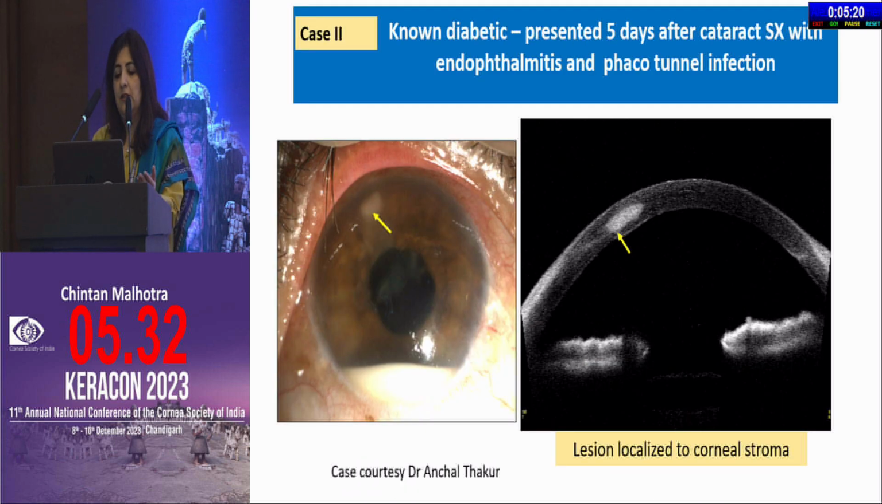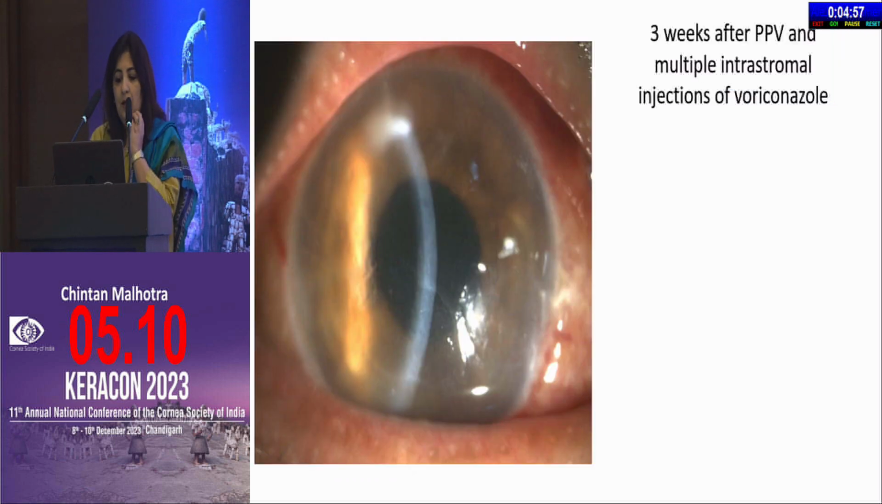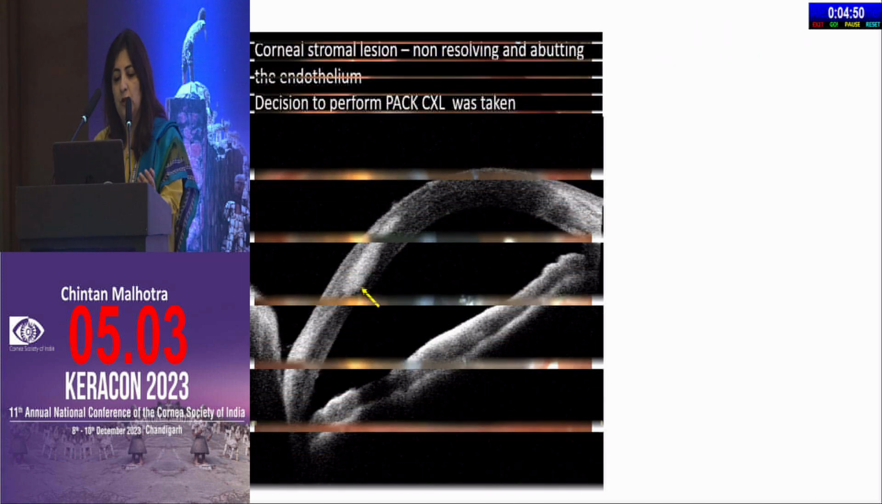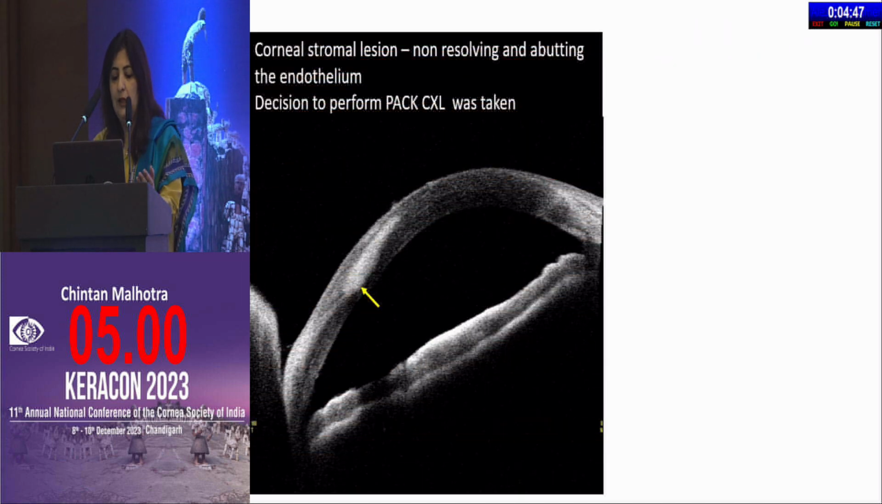This is another case, a known diabetic, who presented 5 days after cataract surgery with endophthalmitis and a phacotunnel infection. The ASOCT shows that the lesion was localized to the corneal tunnel at the inner lip of the phacotunnel. The patient underwent a vitrectomy, and prophylactically again, considering it to be a possible fungal etiology, intracameral and intrastromal voriconazole was given. 3 weeks after the vitrectomy and these multiple injections, the clinical picture and the ASOCT suggested that the lesion was not responding, and perhaps it was extending deeper and abutting the endothelium.